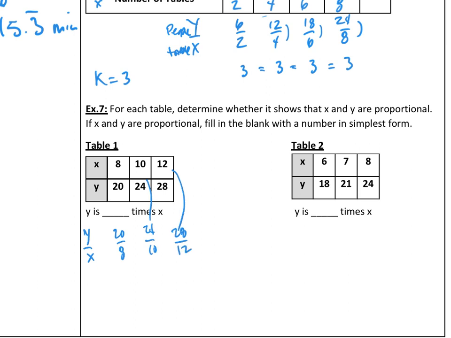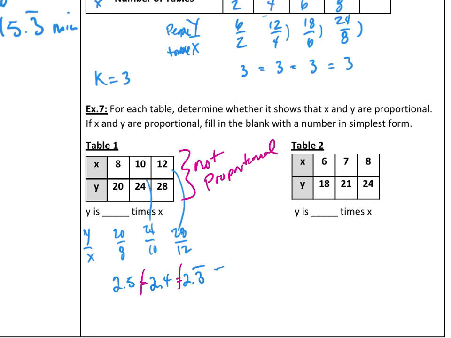Okay, so now I'm going to simplify these into a unit rate. In other words, I'm going to have the denominator be 1. So 20 divided by 8 is 2.5. 24 divided by 10 is 2.4. 28 divided by 12 is 2.3 repeated. Well, are these equal? That's the question. Are these equivalent? And they are not. So this is not proportional, right? Because they don't have the same unit rate. So I know that's not proportional.